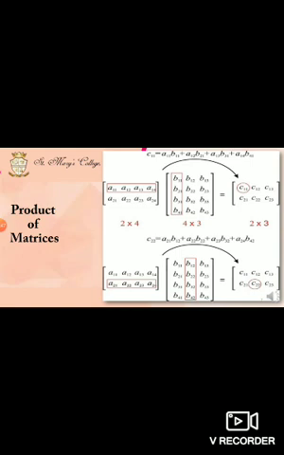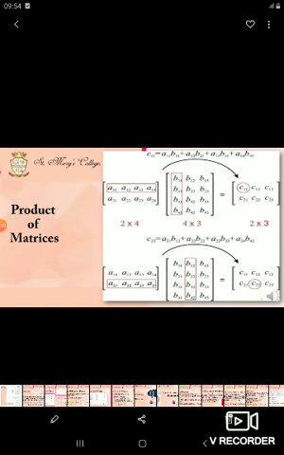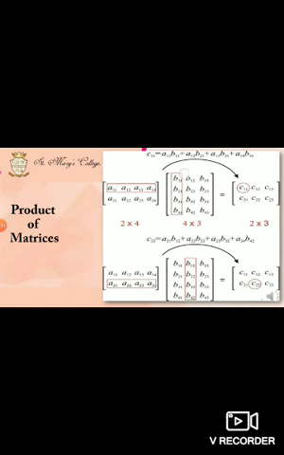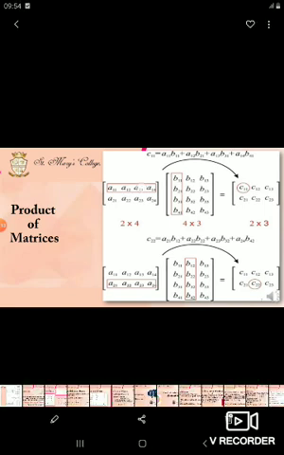So we have two matrices, a 2 by 4 matrix and a 4 by 3 matrix. Here the number of columns is 4, here the number of rows is 4, so same, so we can multiply, and we will get a 2 by 3 matrix. Then how are we multiplying? Take the first row and first column and multiply the corresponding elements, then add all those products. So A11 into B11 plus A12 into B21 plus A13 into B31 plus A14 into B41. So the total sum will be C11.